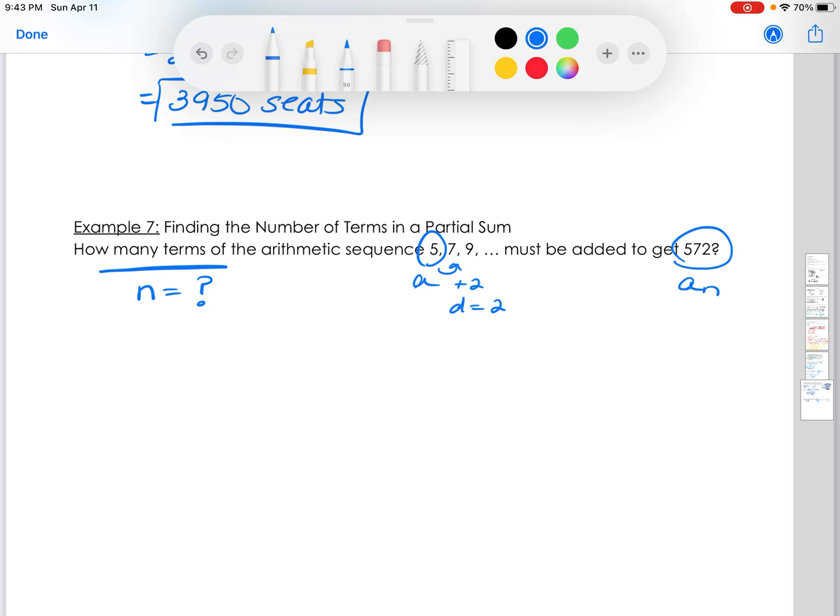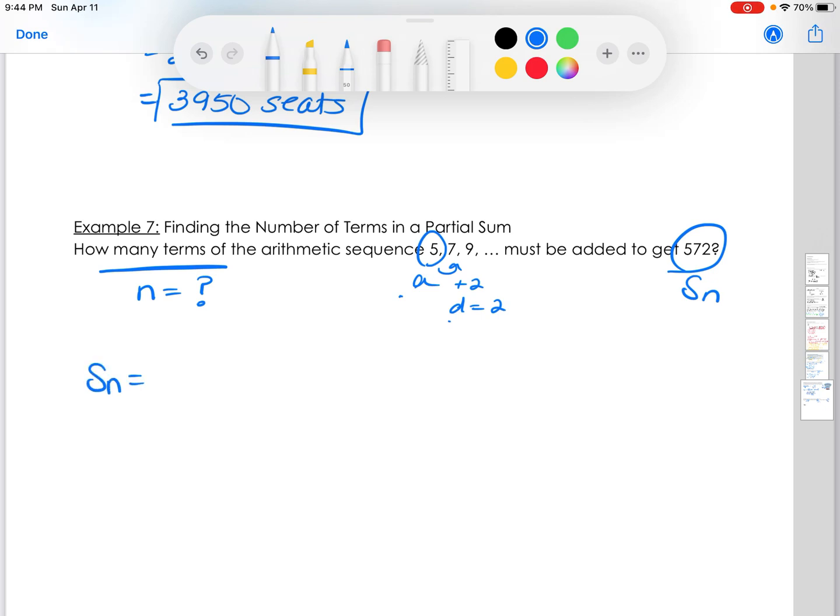Oh, we don't have a sum, do we? Oh, must be added to get. I'm sorry. I apologize. I misread this. Must be added to get 572. So this is our sum. This is our S sub n. So we have A, we have D, we need N. Okay, so let's use that first formula.